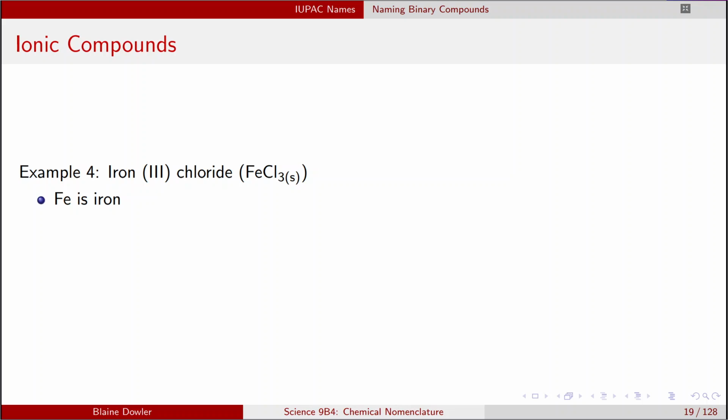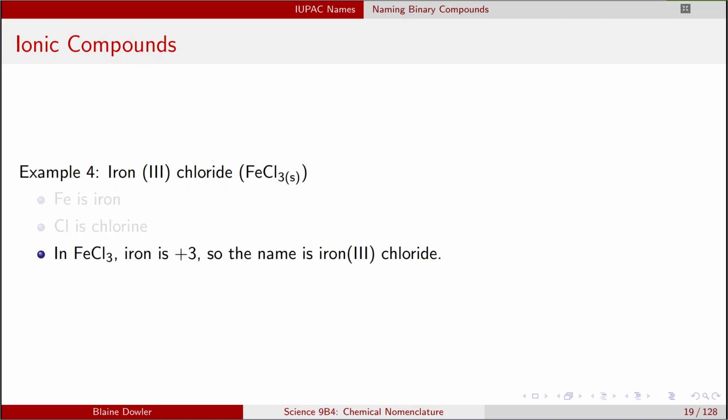Another example, iron(III) chloride. Notice now we have Cl3. Fe is still iron, Cl is still chlorine, and in FeCl3, iron is 3+. We give it that Roman numeral 3. We know it's the 3 and not the 2 because it balances 3 chlorines at -1 each.